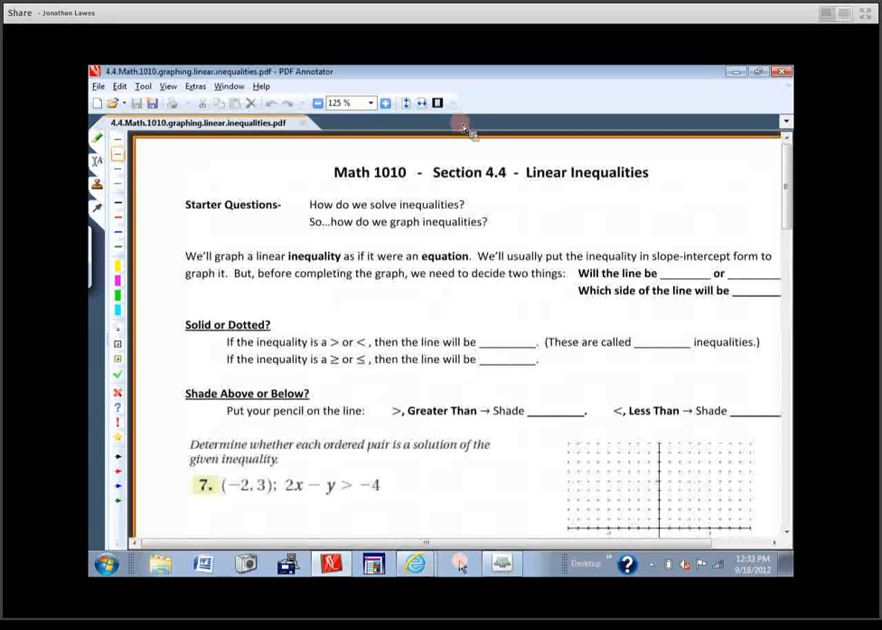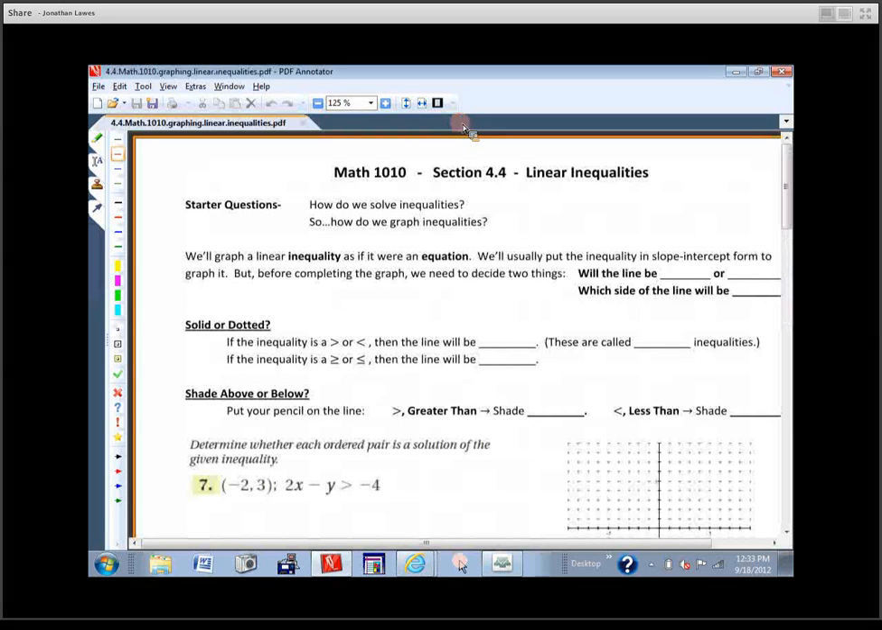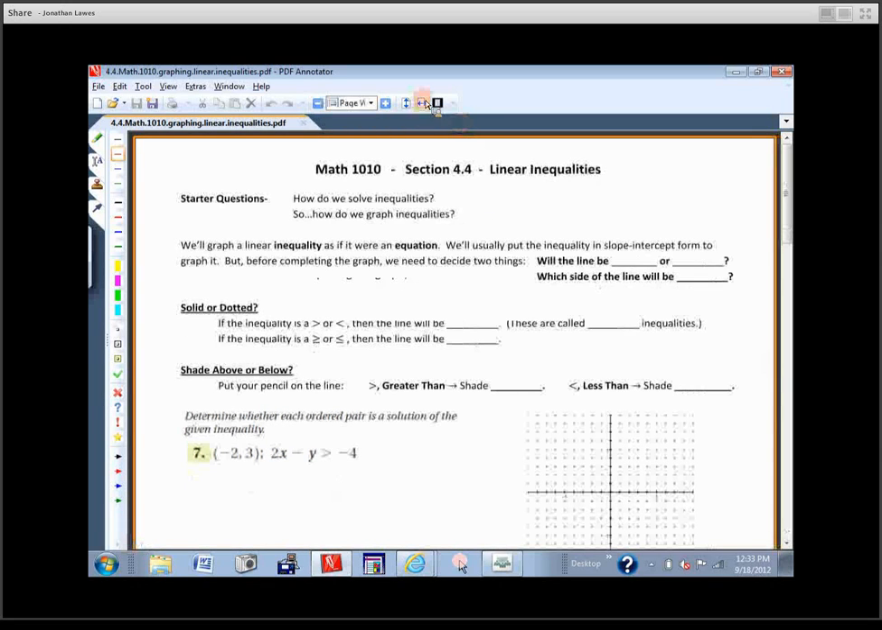Okay. So I'm hoping this section is pretty easy. You actually use these skills in the project that you're going to start tomorrow. So you want to make sure that you understand these really well. So this section is on linear inequalities. So the starter question is, how do we solve inequalities? In a nutshell, how do we do it?